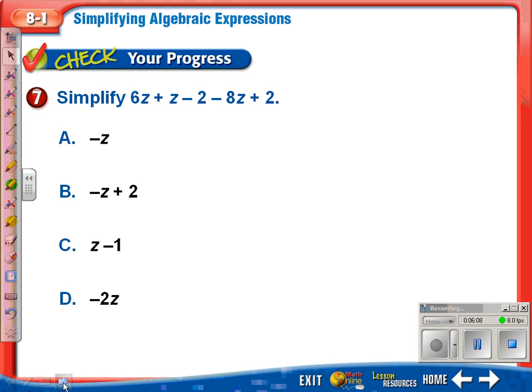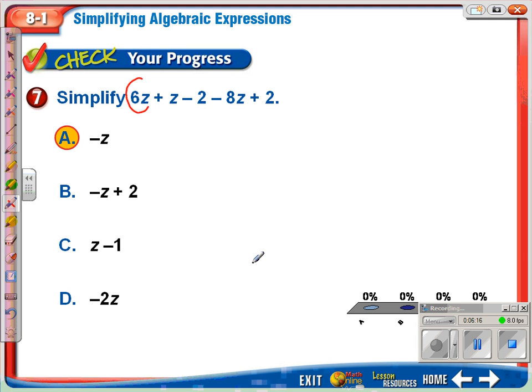You may have guessed it. Welcome back. The final answer should be A. All that's left is negative z. When I add 6z plus 1z, that's a 7z.